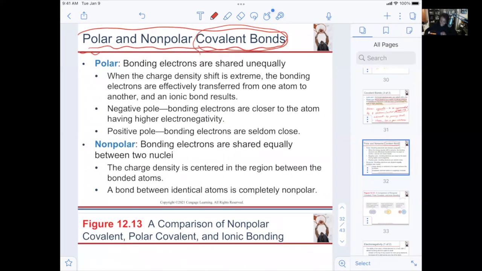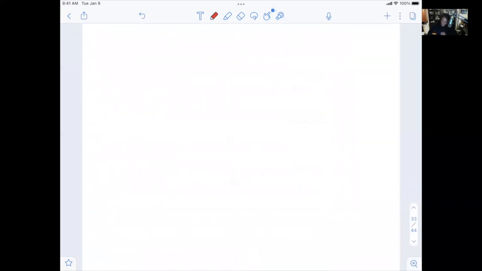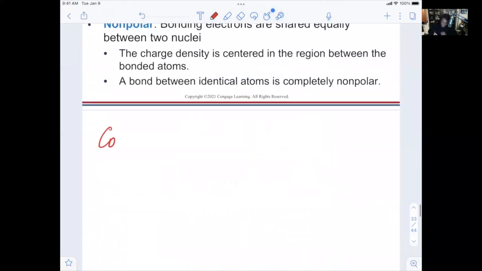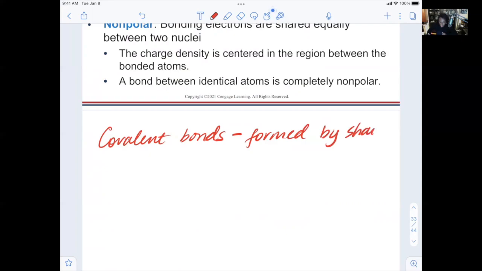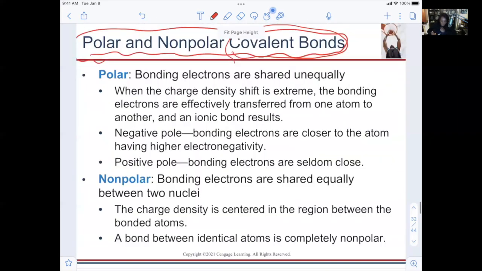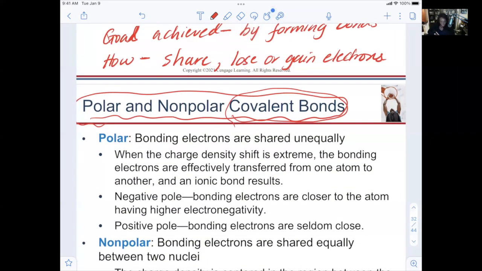So I'm going to take a step back and talk about the context. Covalent bonds: the context here is, of course, they're bonds, right? These are formed by sharing electrons. Okay, so going back to this right here, we're told there's such a thing as polar and non-polar covalent bonds.